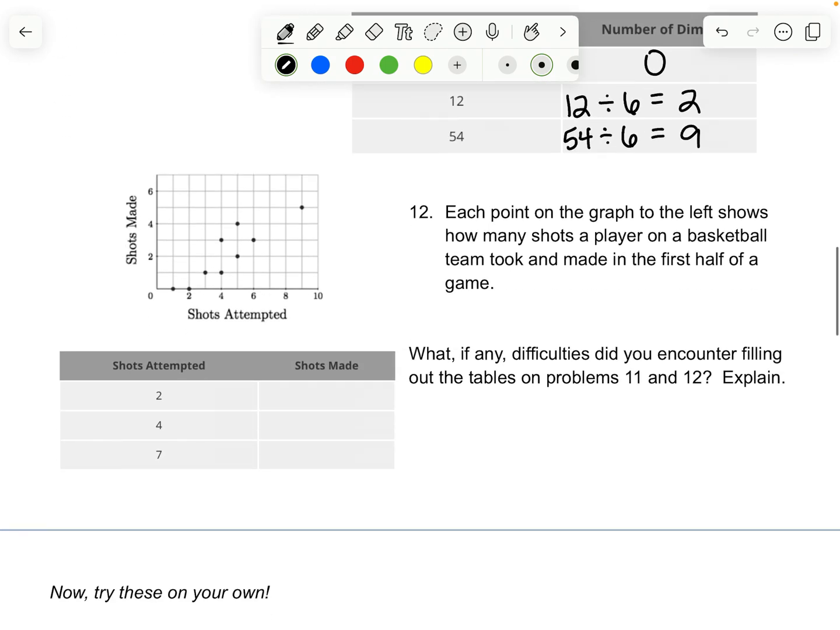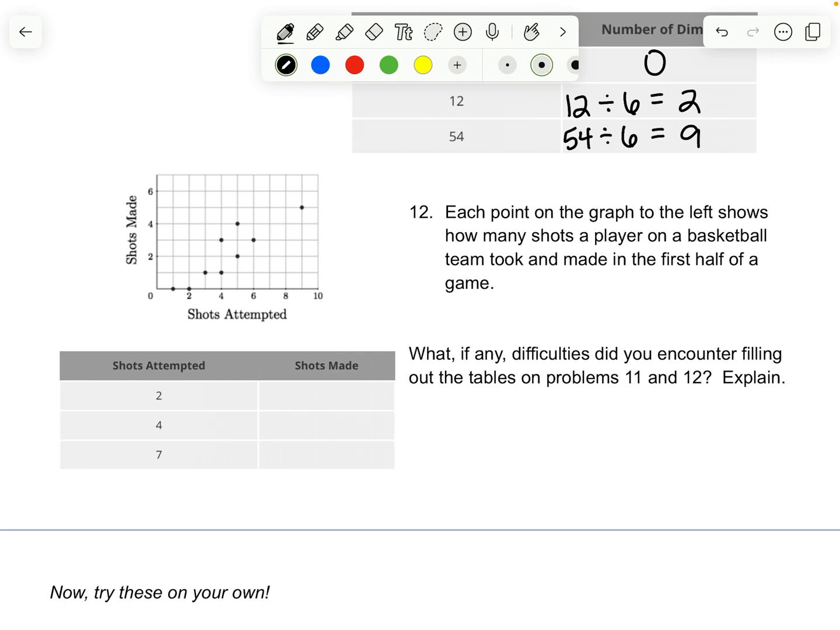Okay, let's go to number 12. It says each point on the graph to the left shows how many shots a player on a basketball team took and made in the first half of a game. What, if any, difficulties did you encounter filling out the tables on problems 11 and 12? Explain. So let's go ahead and fill in the amount of shots made.